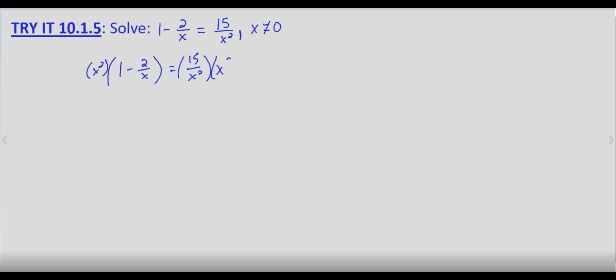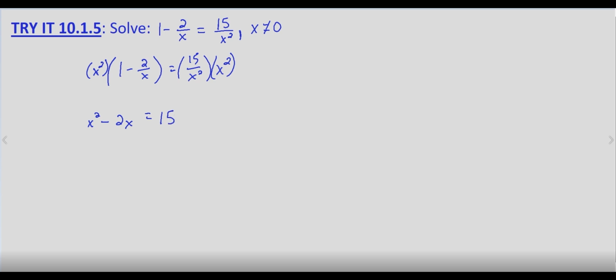times x squared. Distributing the x squared on the left-hand side, we get x squared minus x squared times 2 over x is just going to be 2x. And that equals 15 over x squared times x squared equals 15.